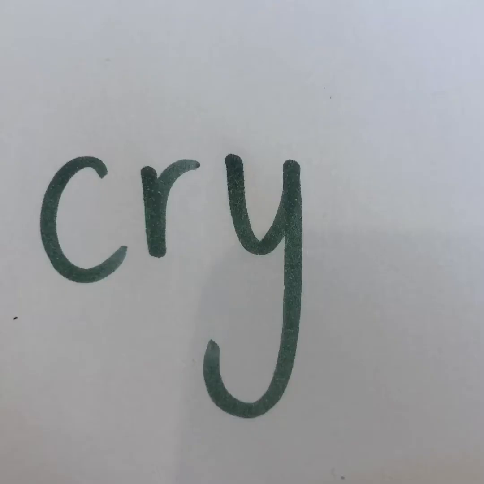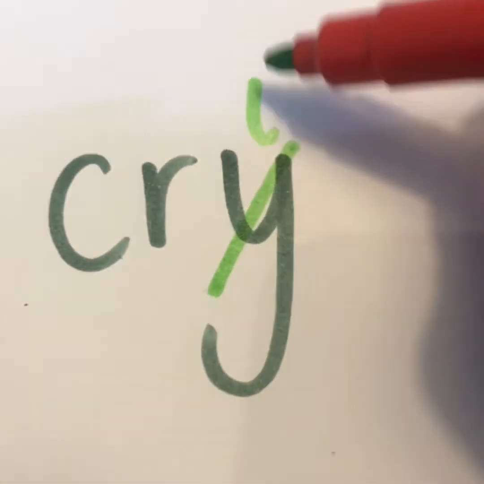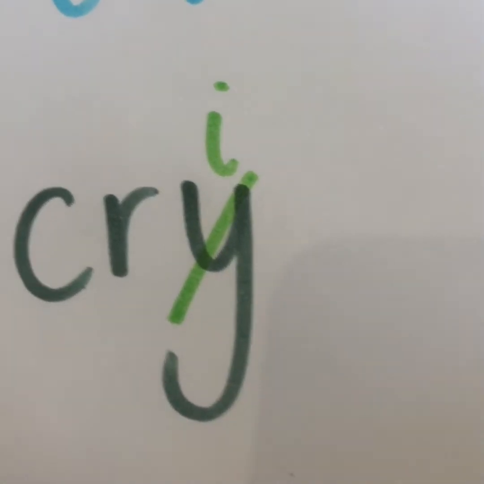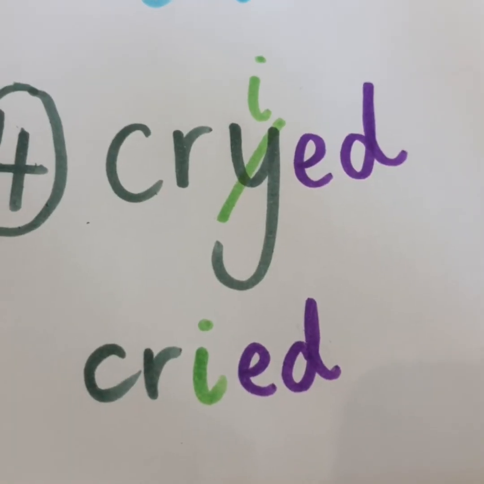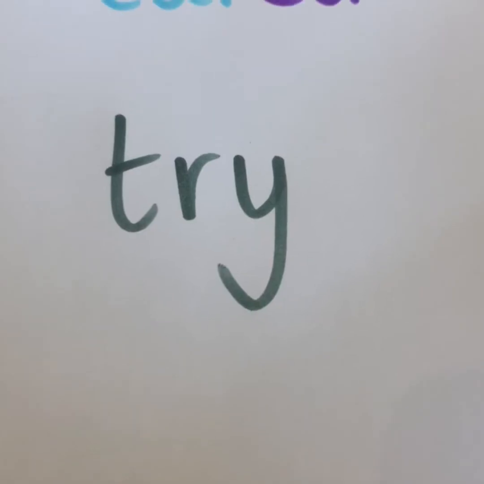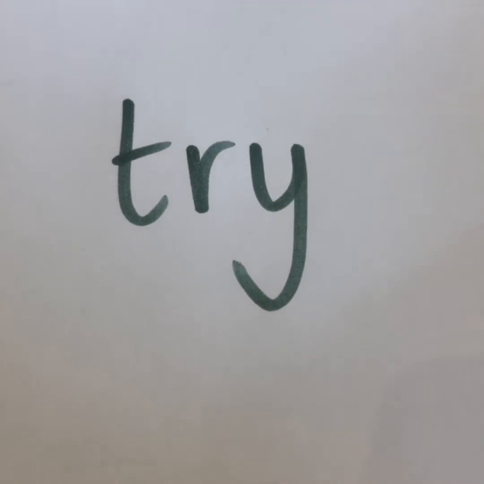Okay, so we need to use rule 4 for this one because it ends in a Y. We need to change the Y to an I and add the suffix. So turn cry into cried. Change the Y to an I and add the suffix. Have a go with the word try. Turn it into tried.